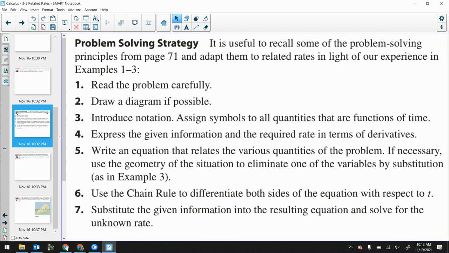All of these problems are going to be something happening over time, so we are only calculating the derivative in terms of time. So we're going to have to do a lot of chain rule, right? Write an equation that relates the quantities of the problem. Maybe it's a geometric equation, maybe it's a more algebraic equation. Not sure how it relates, but relate all of the variables together in one equation. Then use the chain rule to differentiate, and then solve. Substitute the information to solve for the unknown rate.